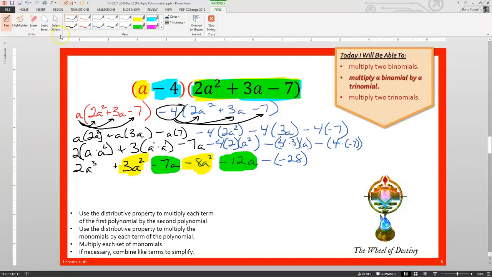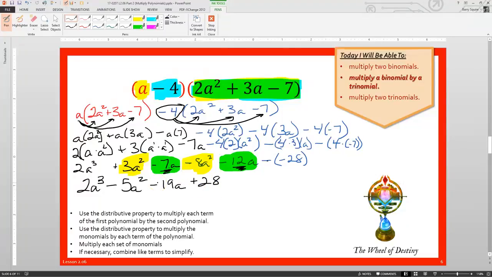So now at this point we could move things around so that all the things that are to the same degree are together. Or since I've got them color coded, I'm just going to leave them like this. But we get 2a cubed plus 3a squared minus 8a squared. Gotta change that to a minus 5a squared. Then a minus 7a and a minus 12a. So that's a minus 19a. And then a minus negative 28 becomes a positive 28.